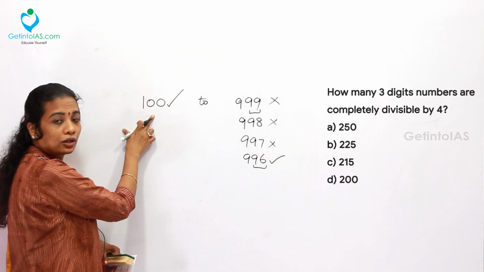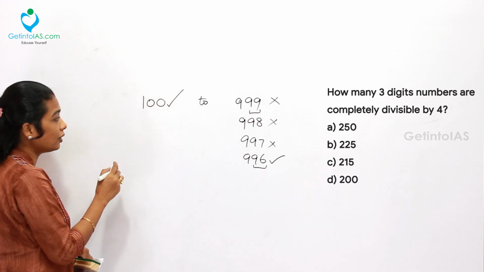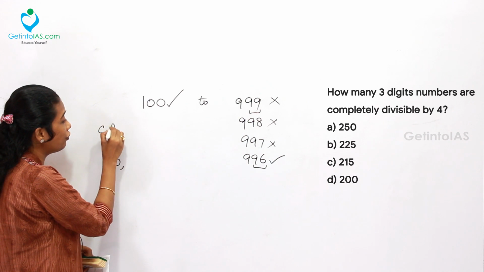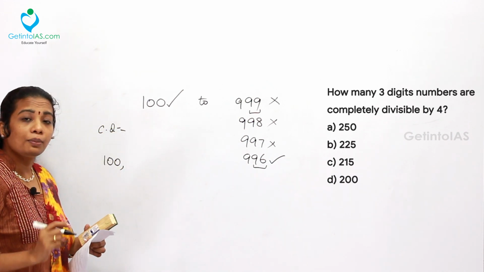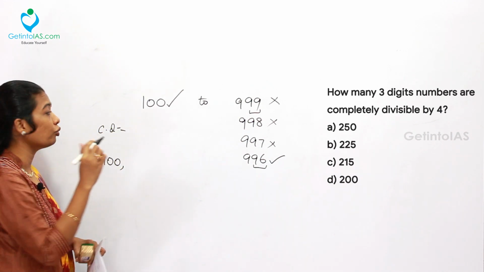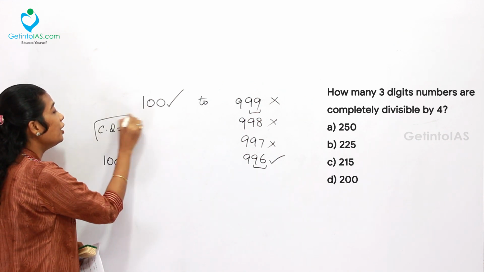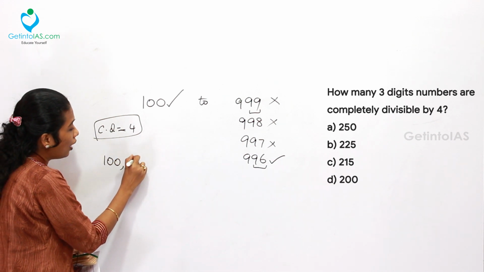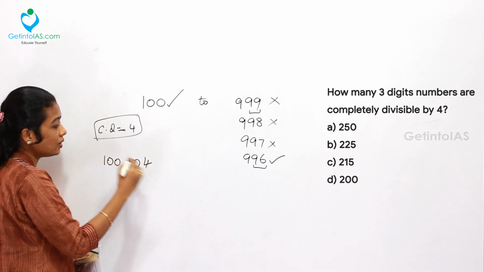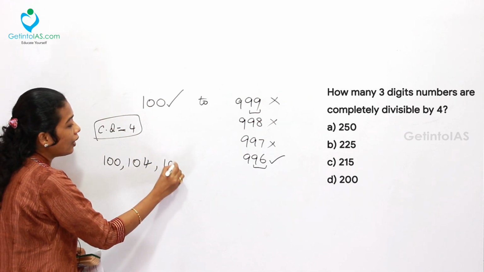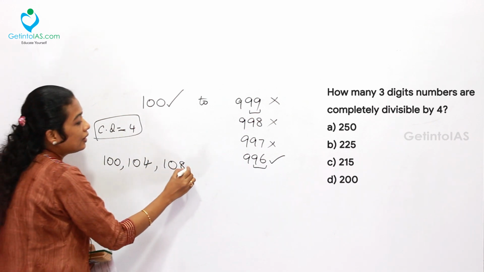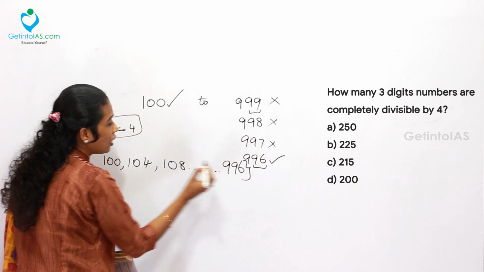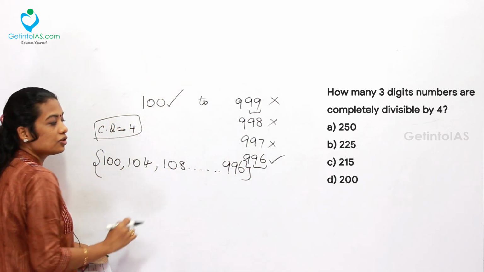Now, we got the range 100 to 996. Now, what are the numbers? Starting at 100, the common difference will be equal to the divisible number. What is the condition given? Divisible by 4. So, the common difference is 4. So, 100. What is the next number? 100 plus 4, 104. What is the next number? 104 plus 4, 108. So, these are all the extension of the series up to 996. So, this is the series.